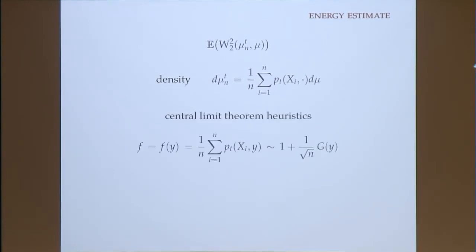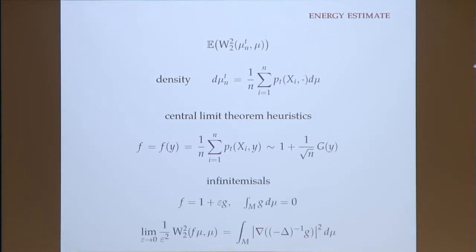And the heuristic is the following. This density here, call it F, is just 1 over n, a sum of, for each fixed y, a sum of IID random variables. So you have a kind of central limit theorem phenomenon. Since this is a heat kernel, the mean is 1. And then you have 1 over square root n, a Gaussian by the central limit theorem. So the picture is that you have mu nt, which has a density with respect to the underlying measure mu, and this density is of the type 1 plus something small, 1 plus epsilon.